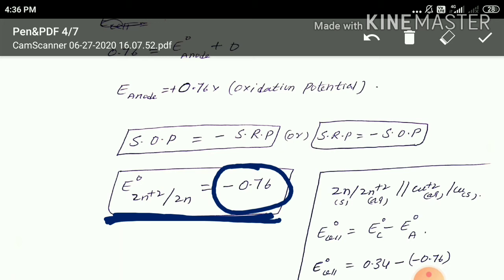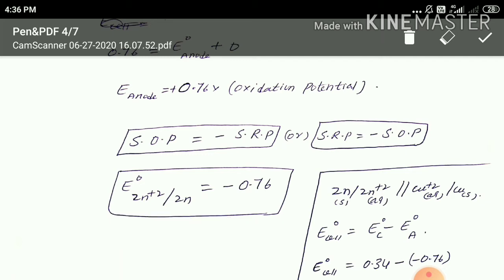With the help of these two, I will construct a Daniell cell. I know the Daniell cell construction. In the Daniell cell, the zinc electrode acts as an anode and the copper electrode acts as a cathode. In the zinc electrode, oxidation occurs. In the copper electrode, reduction occurs. So the oxidation half cell or anode we have to represent like this. It is anode and it is oxidation, and it is cathode and it is reduction.